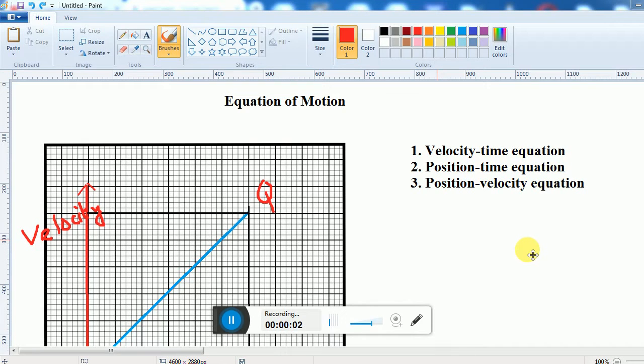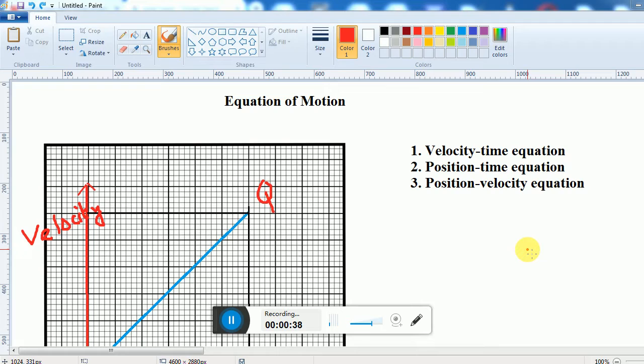So in this video we are going to learn about the equations of motion. First you have to know what the equations of motion are. For uniformly accelerated linear motion of an object, the velocity, acceleration and the distance covered in a given time interval are correlated by some sets of equations. Normally there are three equations, and these are known as the equations of motion.